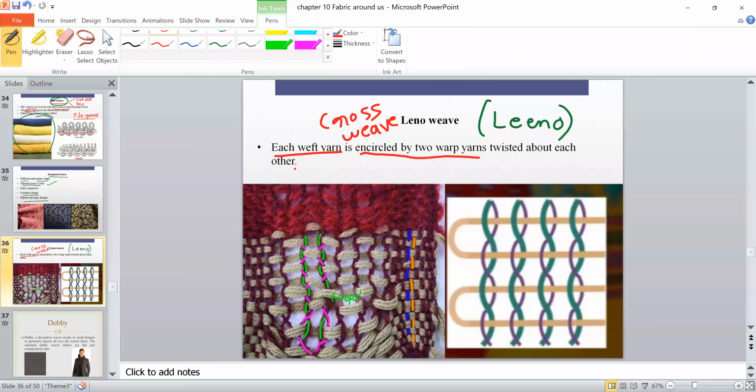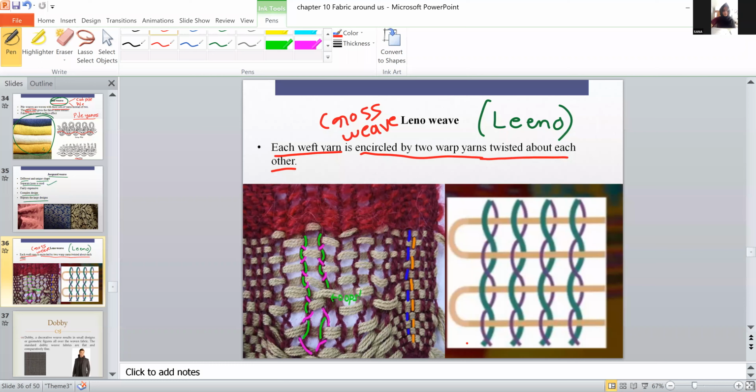Ma'am. Okay, this yarn is called as... not warp, weft. Yeah, warp yarns.